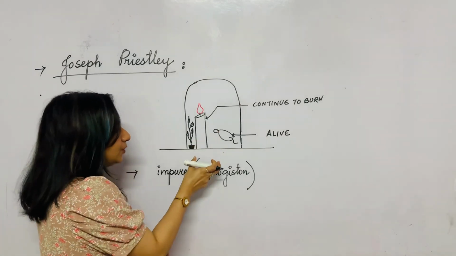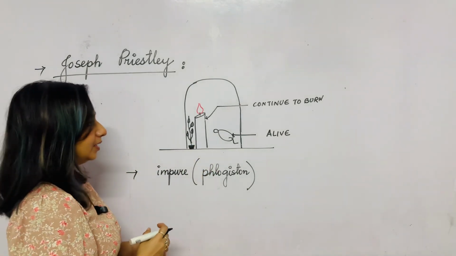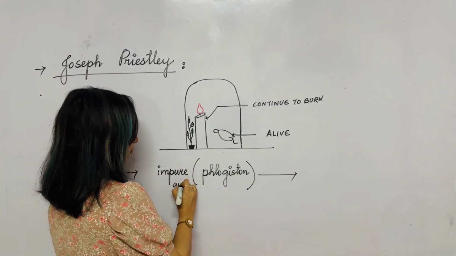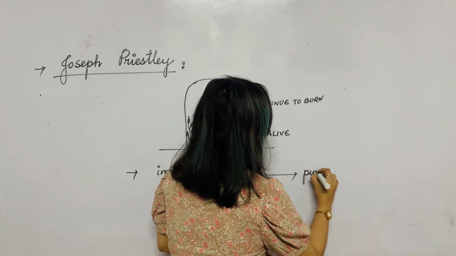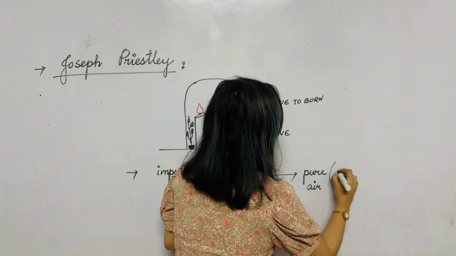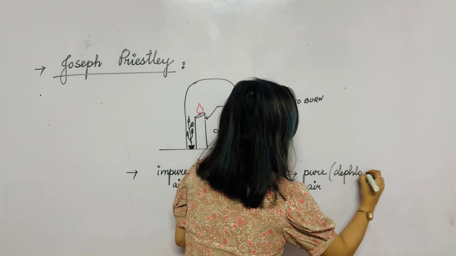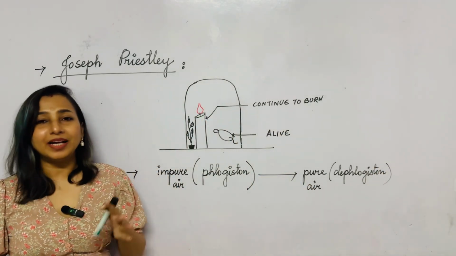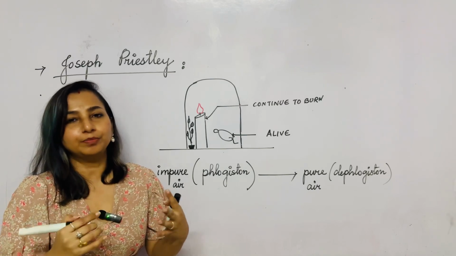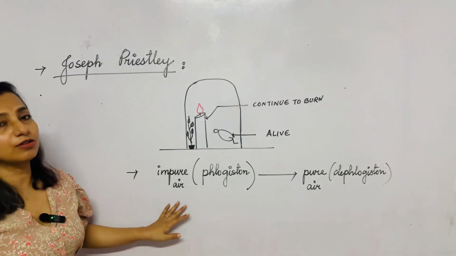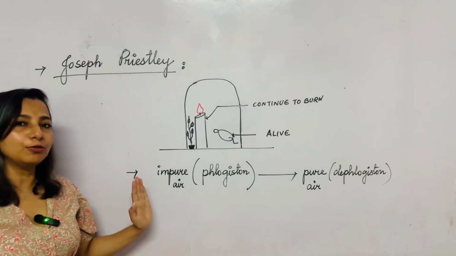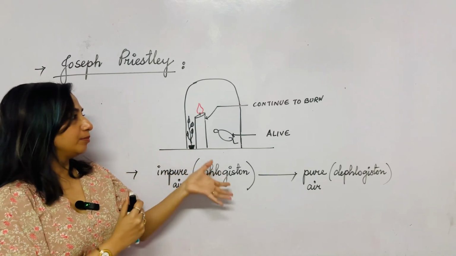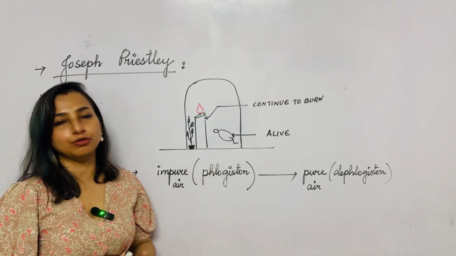Clear? Now, when you introduce the plant inside the jar, what happened? The plant converted the impure air or phlogiston into what? Pure air or dephlogiston. He knew that somehow plants produce something that makes the air pure. Clear? So this was his phlogiston theory. So from this we come to know that plants produce certain things which can actually help in burning the candle, and it helps the mouse to survive.